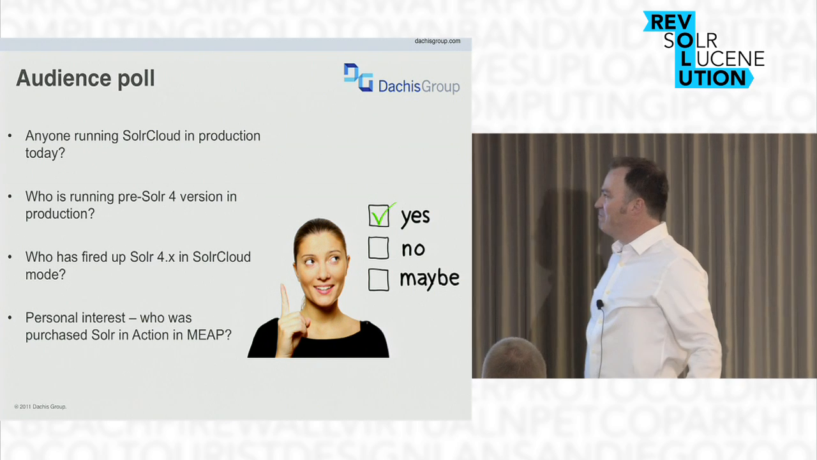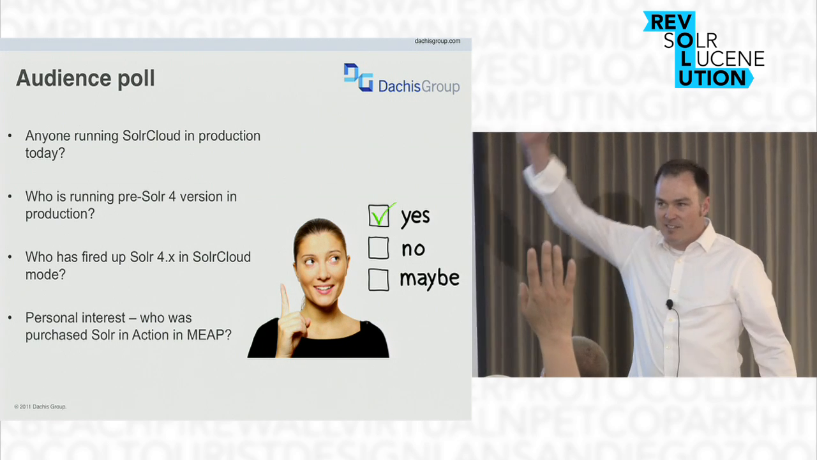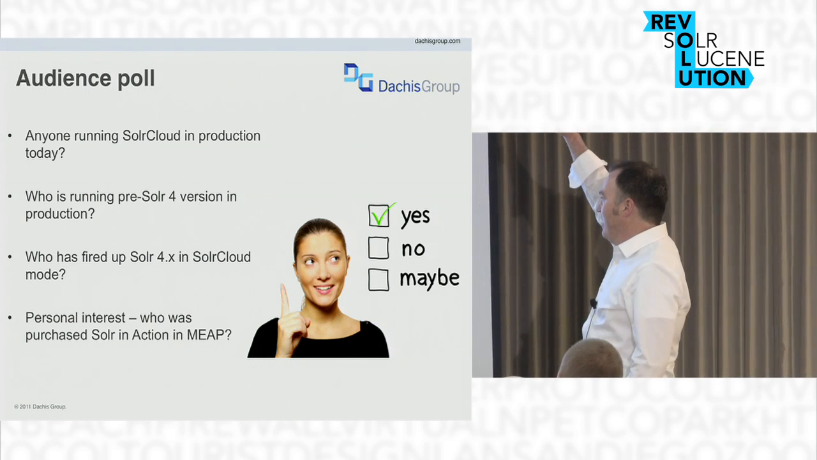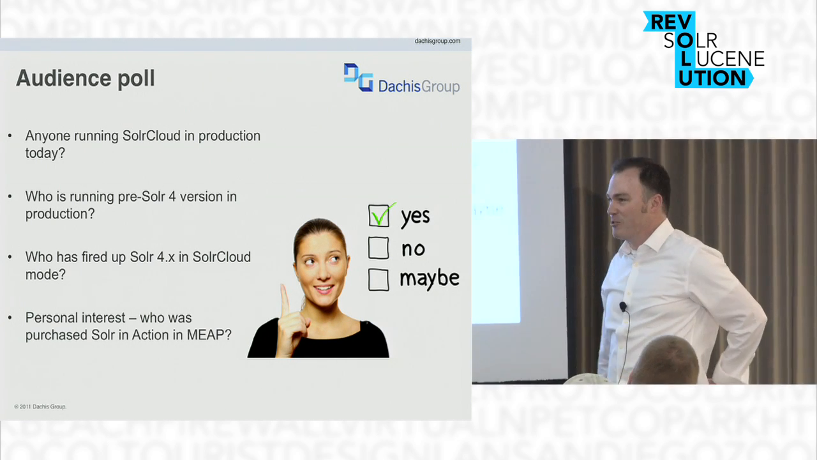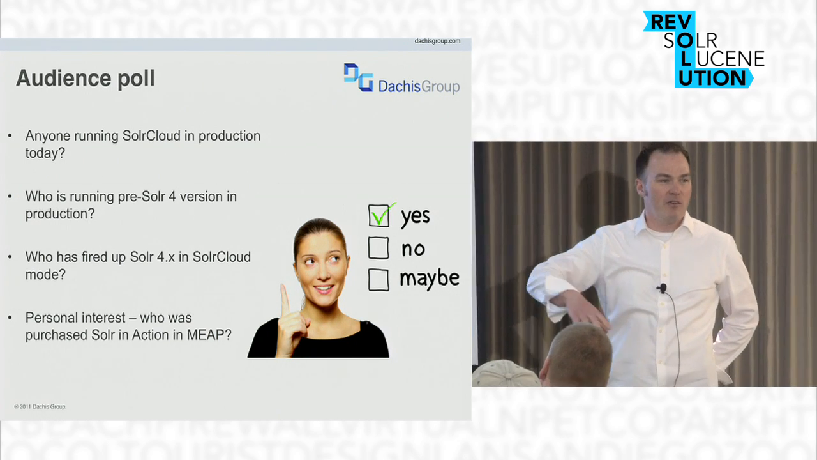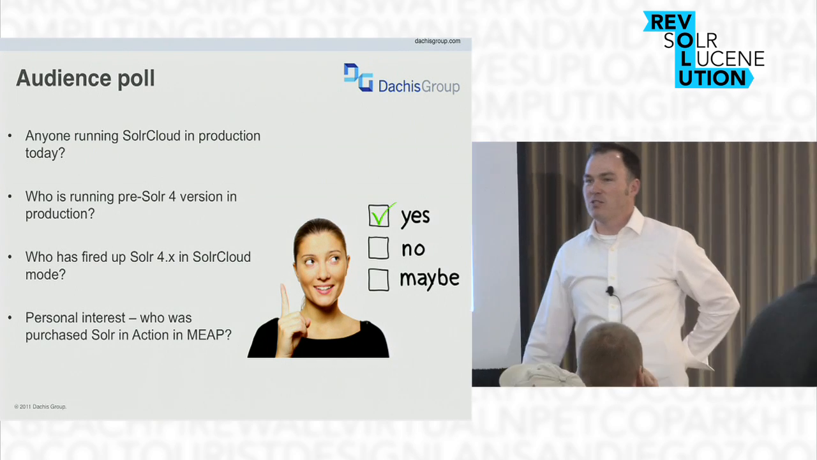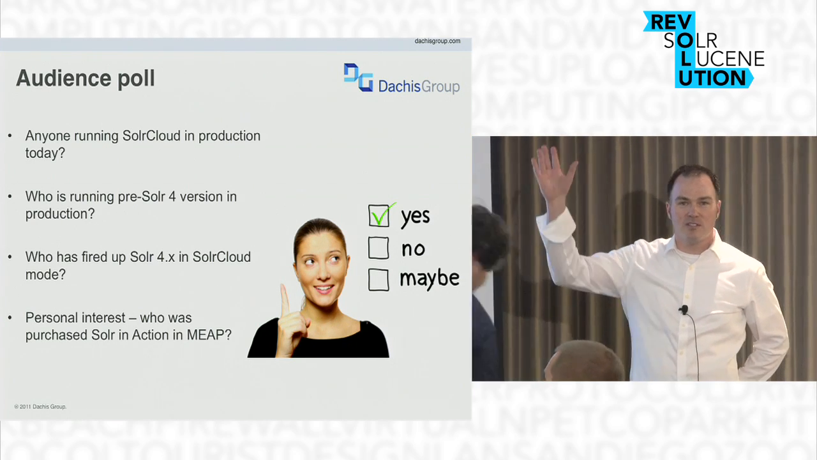First I want to do a quick audience poll, just to get you woken up. Show me hands if you're running Solr Cloud in production today. Okay, great. And then who's running a pre-Solr 4 version in production? All right, good, so a lot of Solr experts. And who that's not running in production has fired it up on their laptop and played with it and had some success? Okay, good. And on a personal note, I'm also the co-author of Solr in Action. So has anybody bought that book yet or checked it out? Okay, great, I hope you're enjoying it.